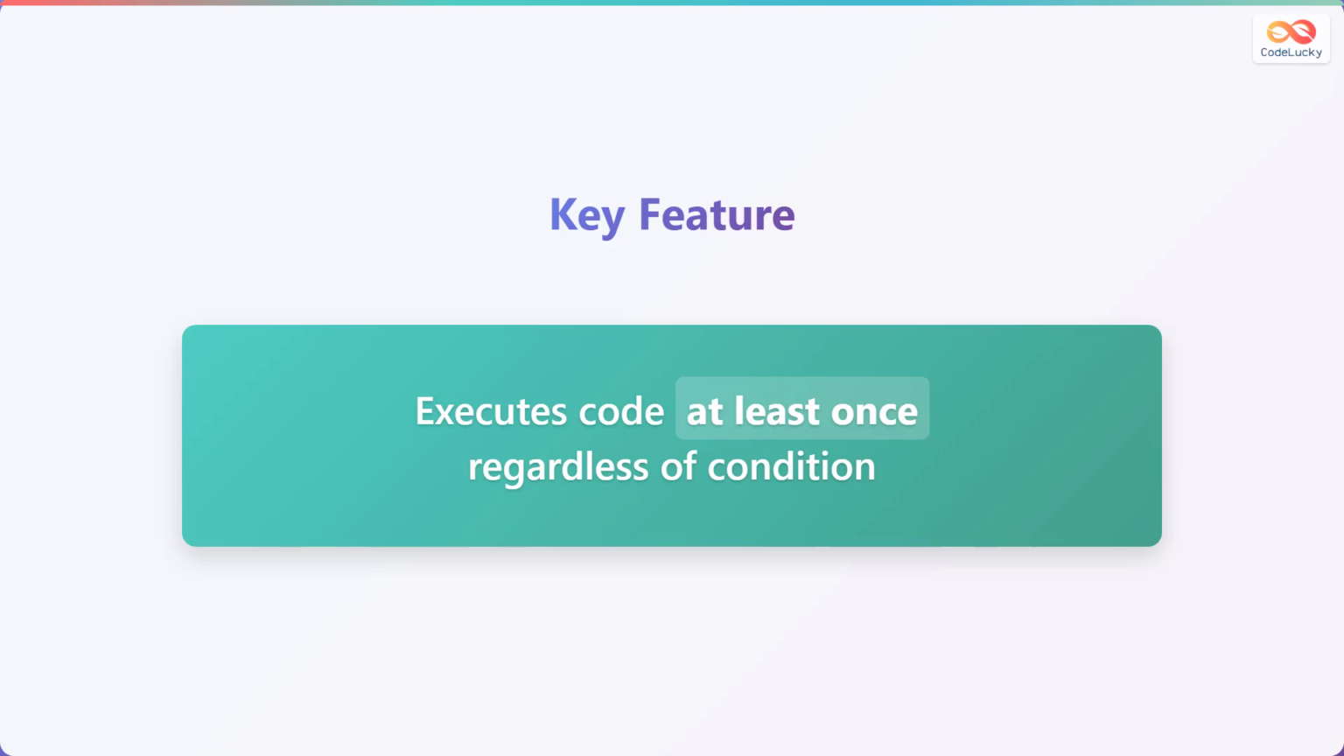The key feature of the do-while loop is that it executes the code block at least once, regardless of the condition. This is because the condition is checked after the code block has been executed. So, even if the condition is false to begin with, the code will run once. This is particularly useful when you need to perform an action before you can evaluate whether to continue looping.